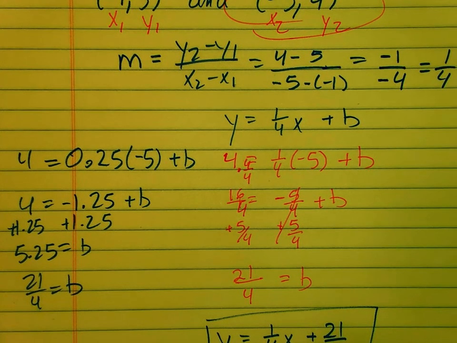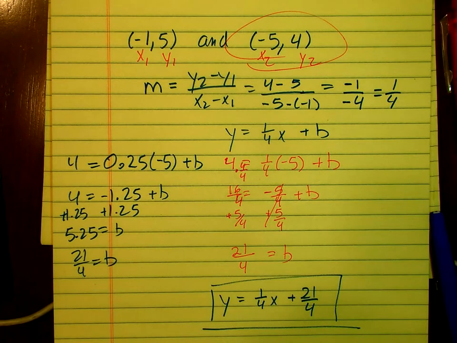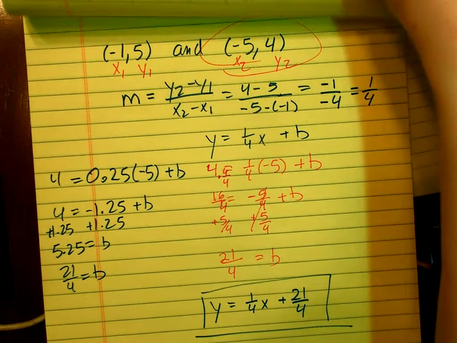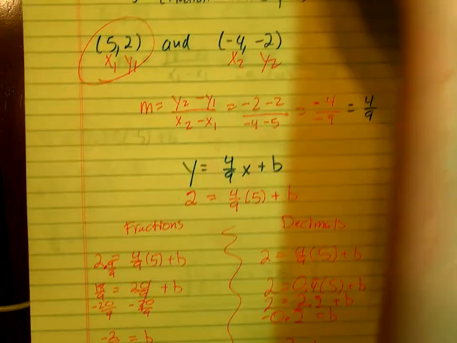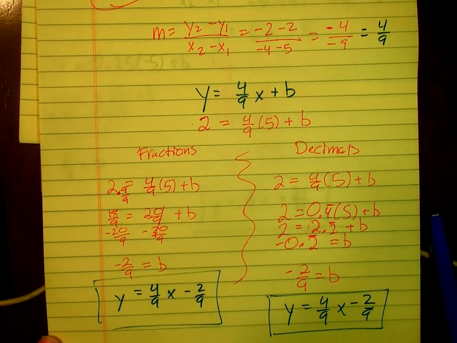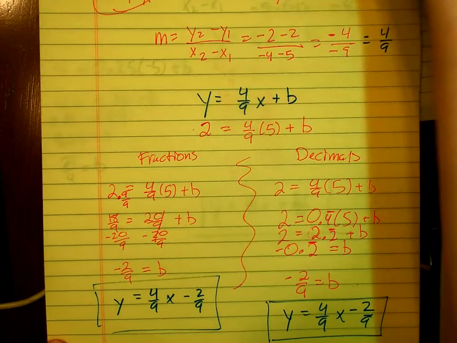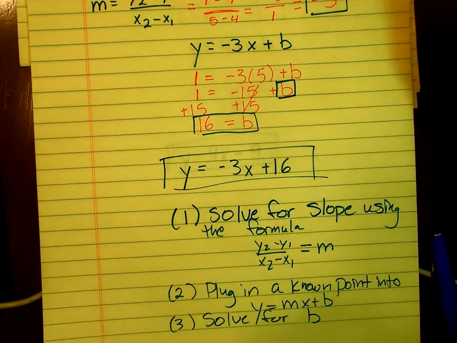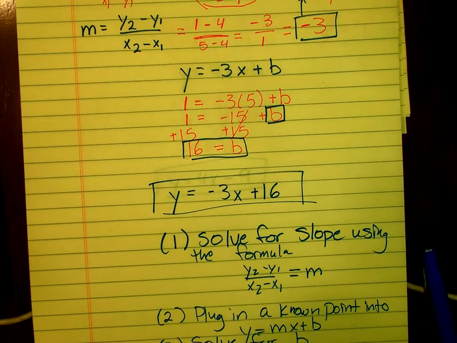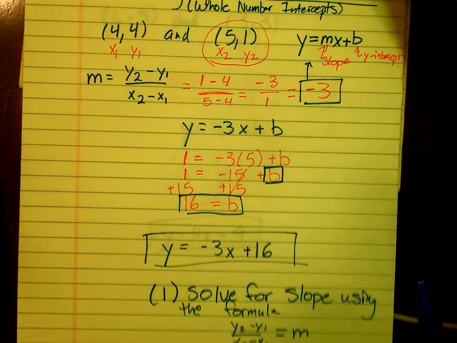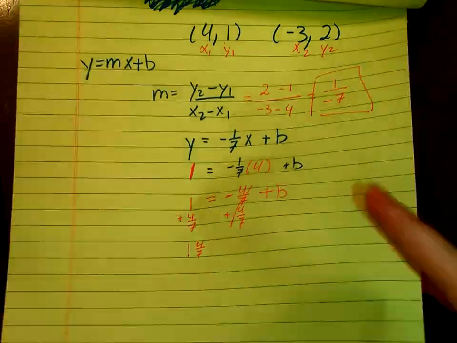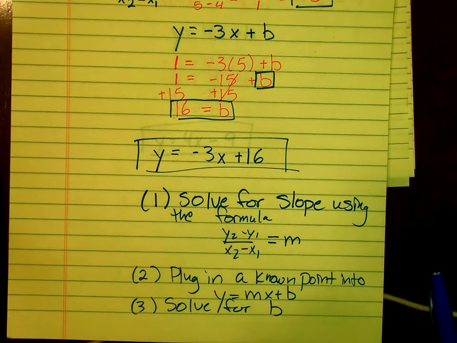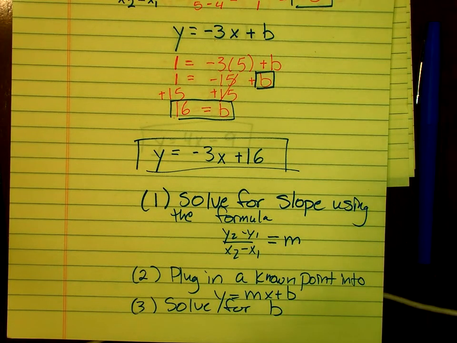And again, if you want to take some last minute photos, I'll flip through. That's one example. Another example. Another example. And again, you know how to do this. A lot of times they will give you nice, beautiful whole numbers, so I just want to show you both.